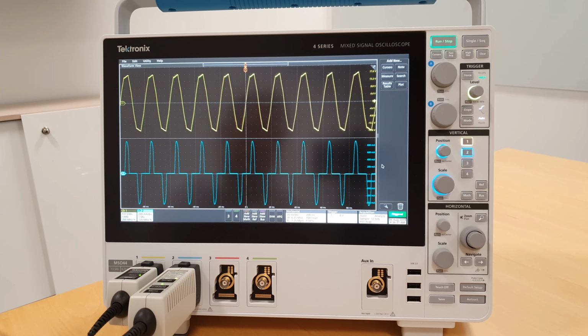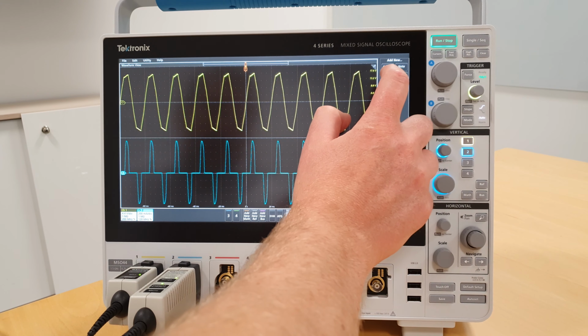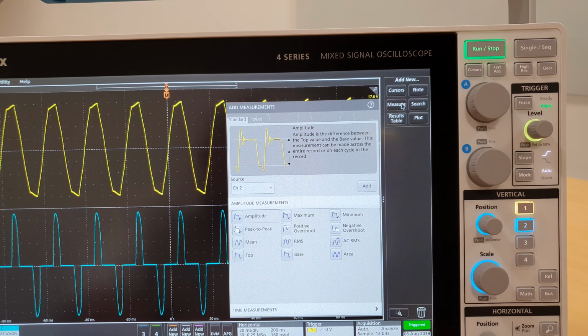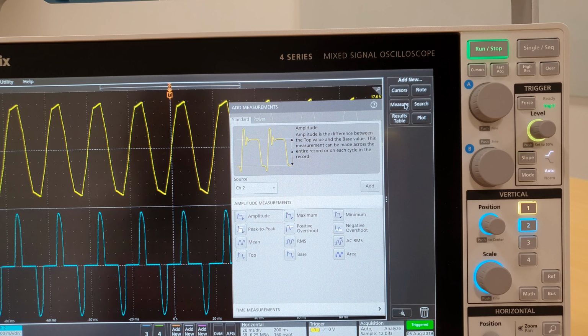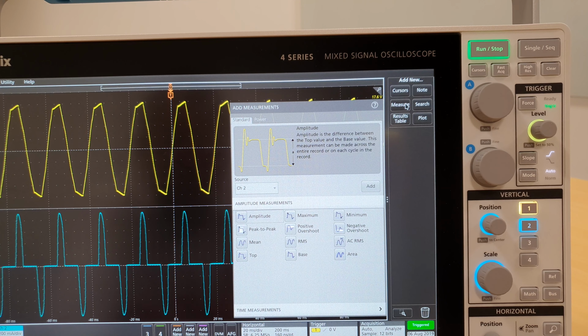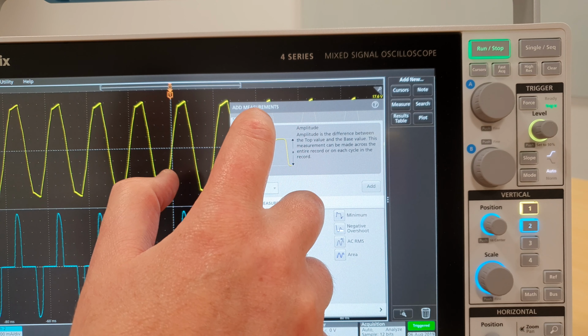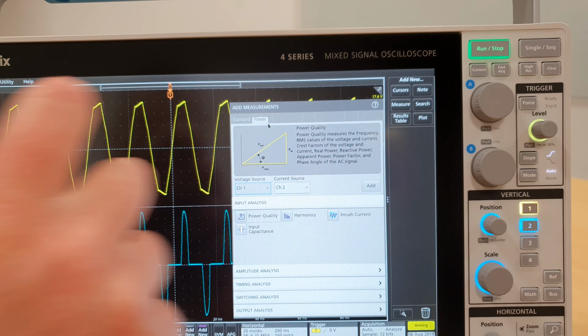Well, on the 4 series, we have this cool automated power measurement package. And it's tapping the measure button. So I'll just push the camera a little closer. And you can see there that we have our standard set of measurements, such as amplitude measurements or time or frequency measurements. But we also have a power tab.